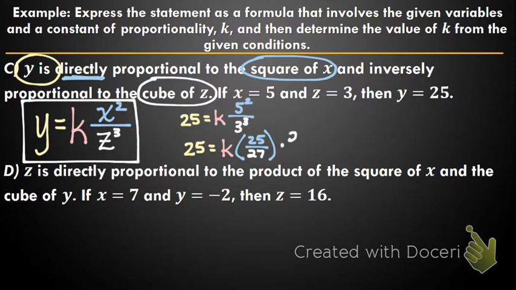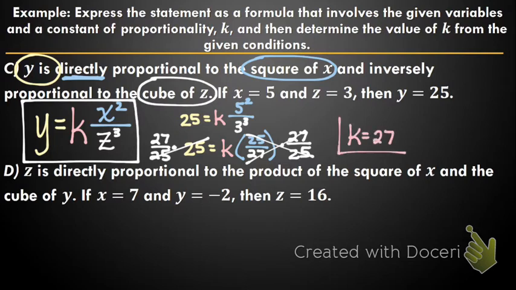So I'm going to multiply by 27 over 25 on both sides. It's going to cancel out here so that I get the k all by itself. What happens on the left? The 25s cancel out. So k is 27. That is our third example problem. That's the equivalent of half your homework. We're going to do D together, and then you guys are going to do the next two on your own.